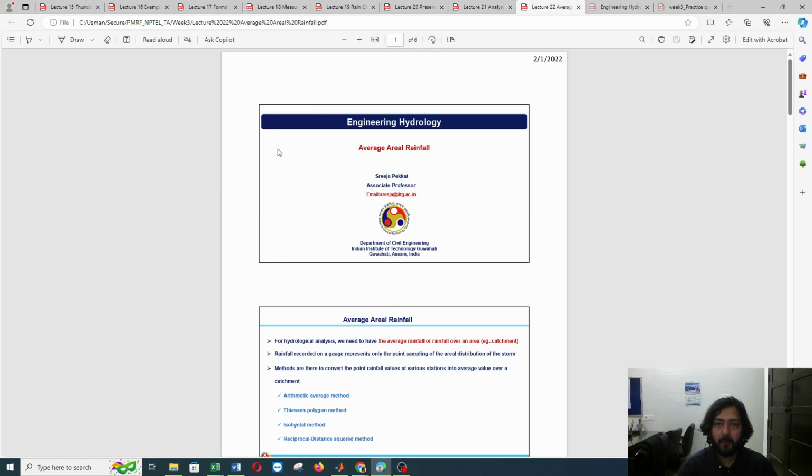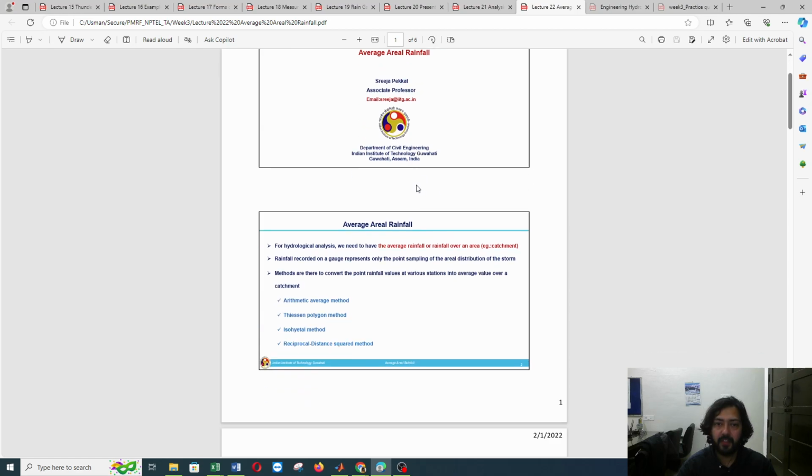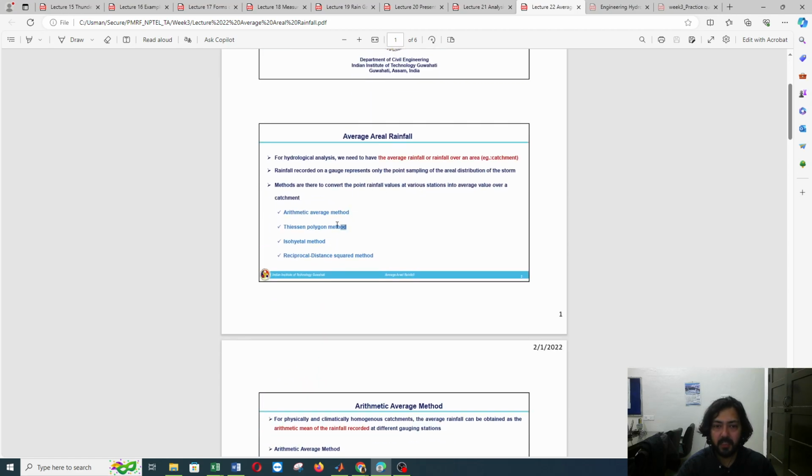Then we talked about how you can take the average of rainfall series. There are three different ways. The first is the simple arithmetic average. Next is the Thiessen polygon. You have to divide your area into multiple polygons, and each rain gauge will have its own polygon. You multiply the precipitation value with the area value and divide by the total area. You will get the average.